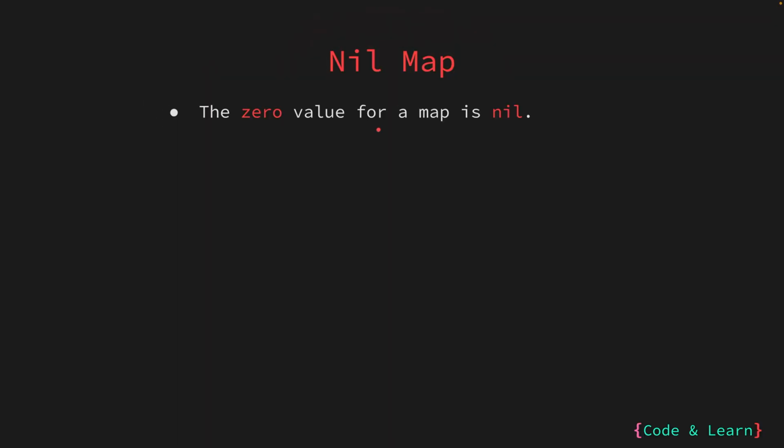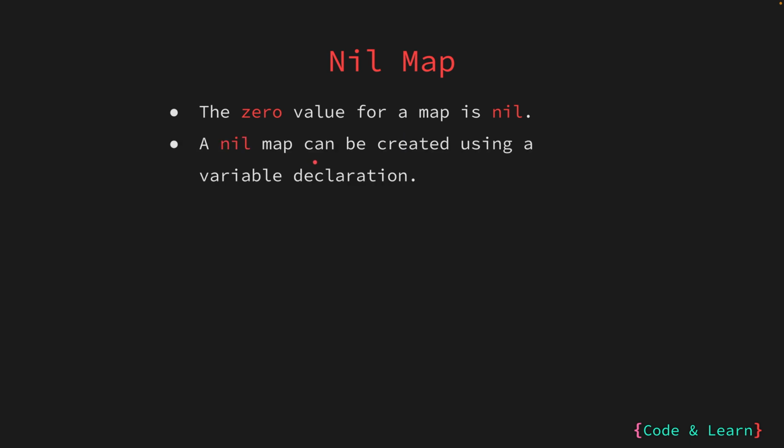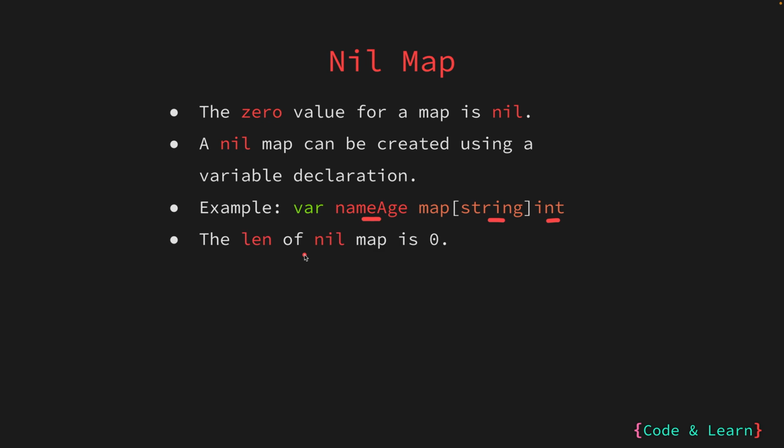If a map is declared but not explicitly initialized, its zero value is nil, indicating that the map is empty and doesn't contain any key value pairs. A nil map can be created using a variable declaration without explicitly initializing it. Here is an example of a nil map. Here, nameAge is a map with string keys and int values, and it's a nil map since we don't explicitly initialize its value.